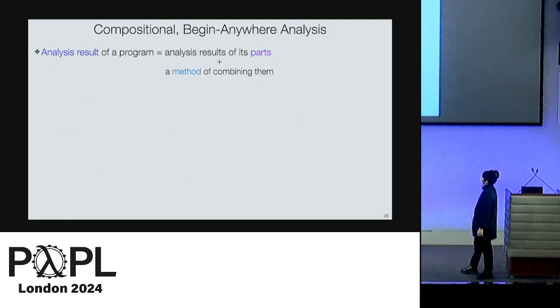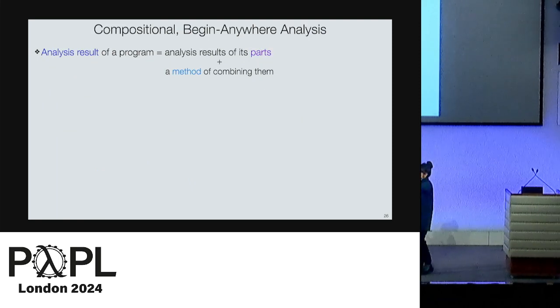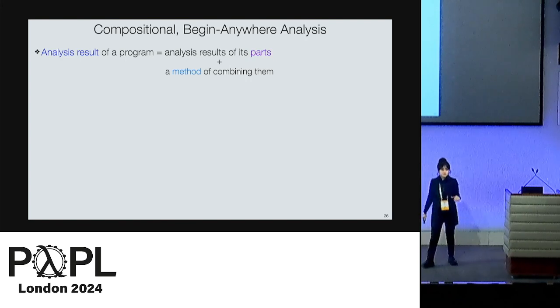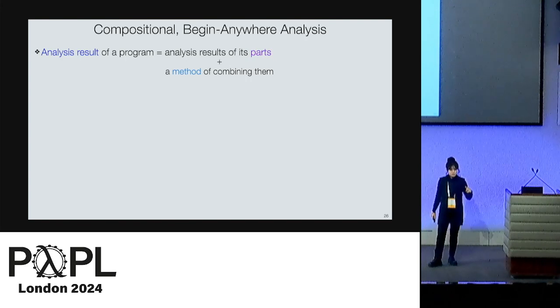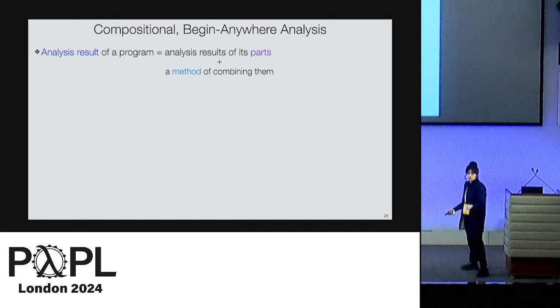So, how does it work? In a nutshell, like I said, these buzzwords will become clear. It's compositional, begin anywhere. What do I mean? I mean that if you have a large piece of code and you want to analyze it, the way you do it is chop it up into smaller bits, analyze each bit in isolation, and then find a method of putting them together to get the result for the overall program.